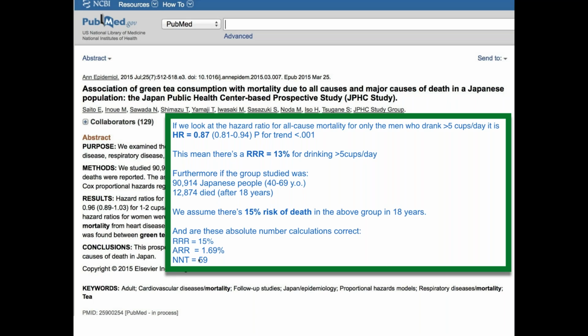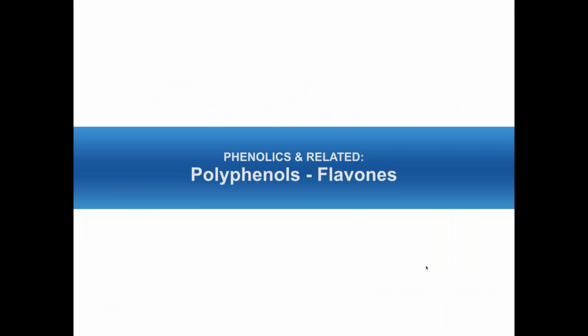In that particular one, about 1 in 59 people would benefit from drinking all that tea. So those are examples of specific flavonoids called catechins in green tea and some of the other things in there. And the other one was just a high flavonoid-rich diet.